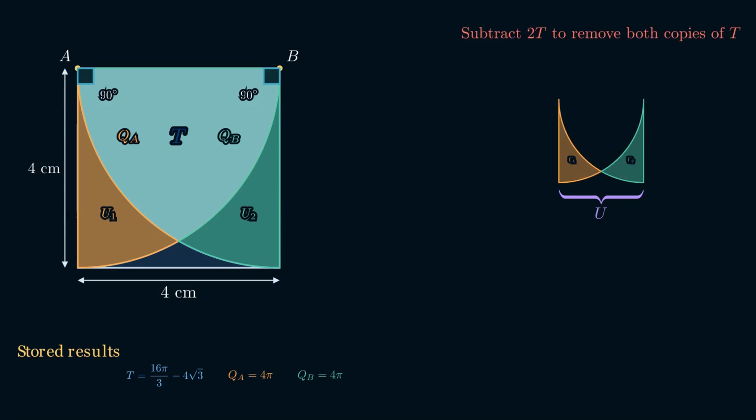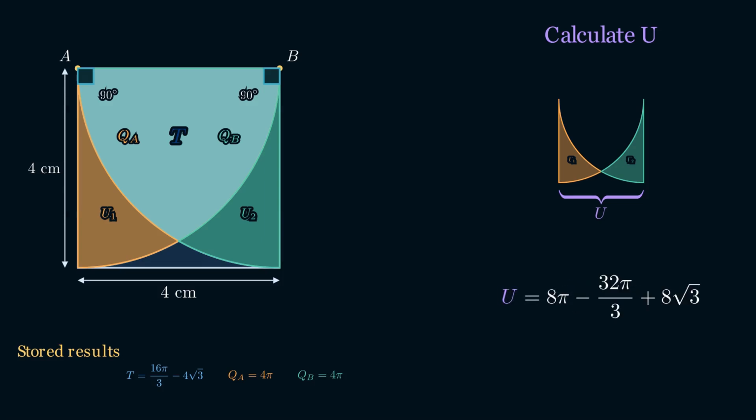That is why we subtract 2T, not 1T. So U equals QA plus QB minus 2T. Now substitute the stored values. U equals 4 pi plus 4 pi minus 2 multiplied by the quantity, 16 pi over 3 minus 4 root 3. This becomes 8 pi minus 32 pi over 3 plus 8 root 3. Therefore U equals 8 root 3 minus 8 pi over 3 square centimetres. Keep U for the final subtraction.